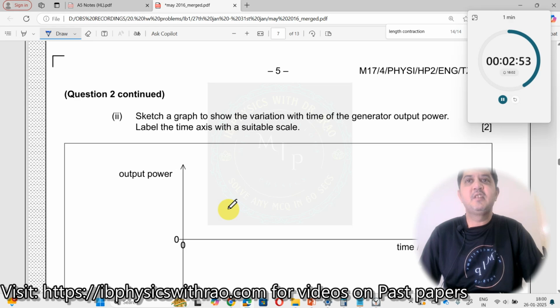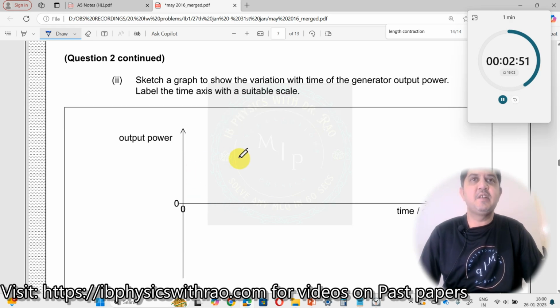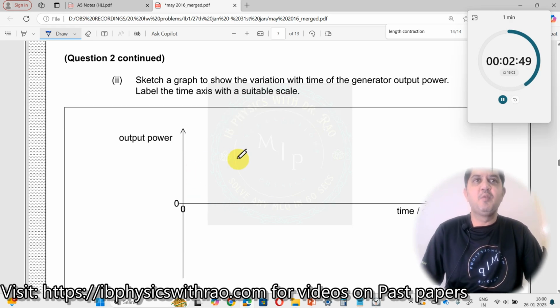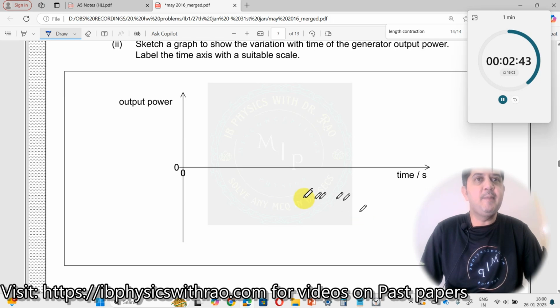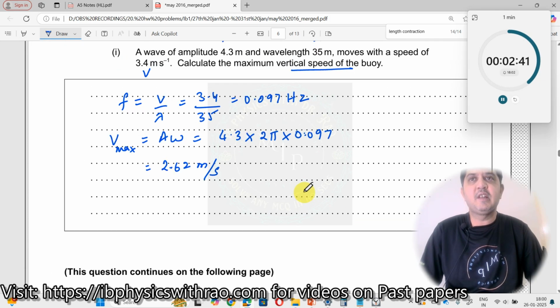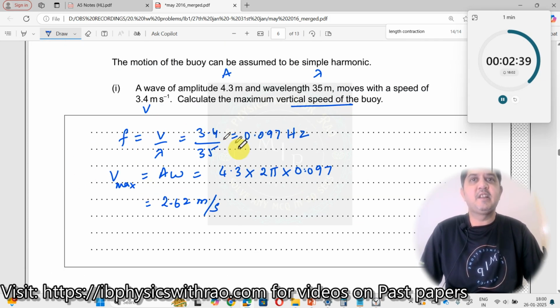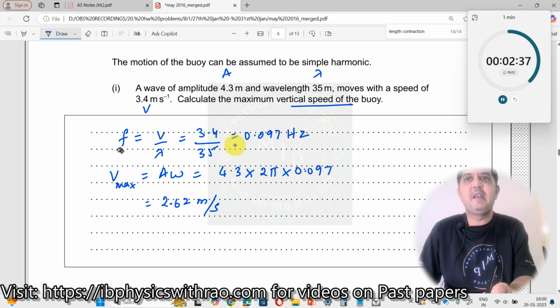Next, sketch a graph to show the variation with time of the generator output power. Label the time axis with a suitable scale. So what is the question? Now time axis is given. We have never found out the time anywhere over here, but we can always find the time. How do you find time? See, this frequency is given to you, so you can calculate the time period.